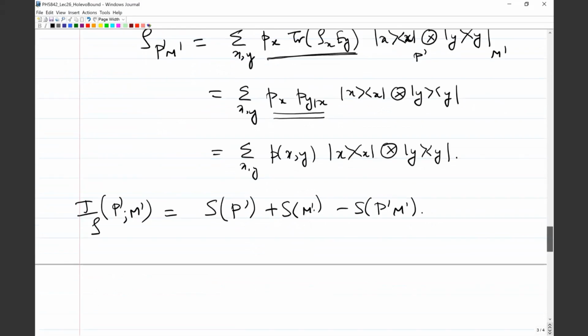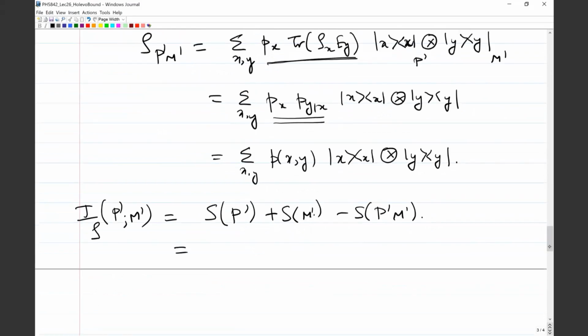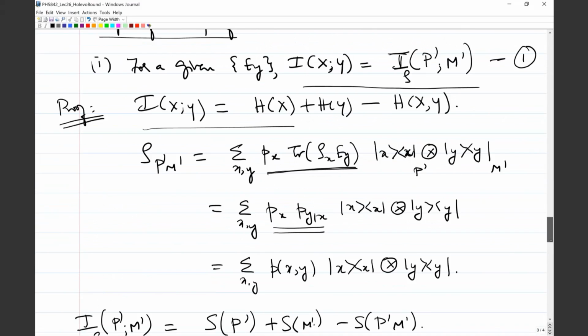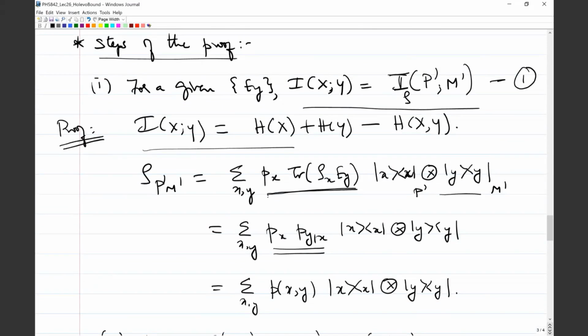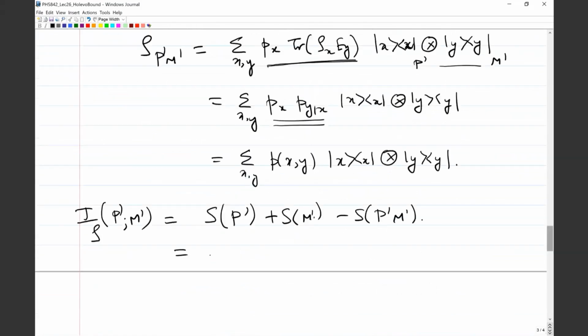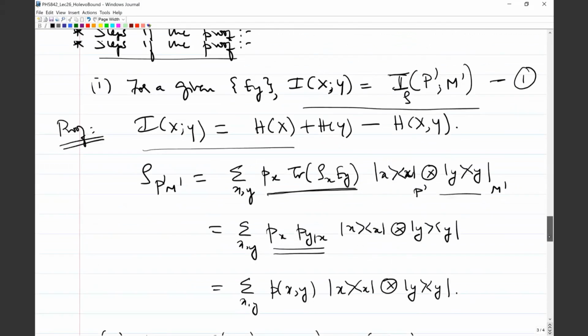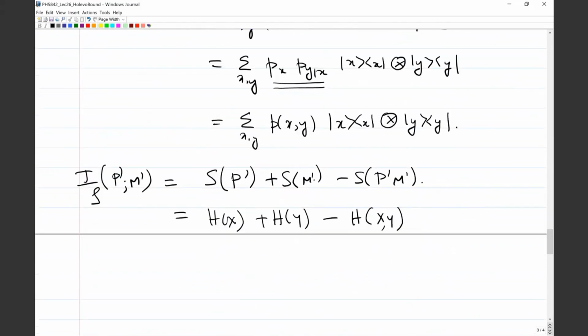So what is S of P prime? To get that, you have to trace out the M system, right? And when you trace that out, what are you left with? You're left with Px, x, x, right? So you see that you essentially get the same thing, right? H of x plus H of y minus H of xy, which is nothing but I(X;Y). Okay? You see that?